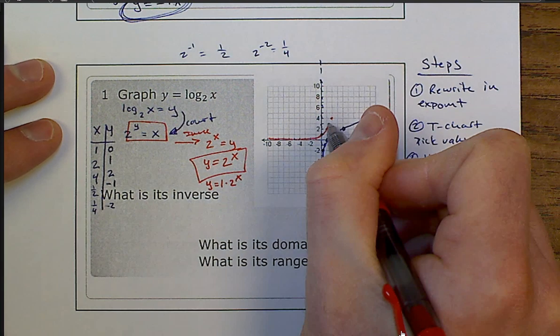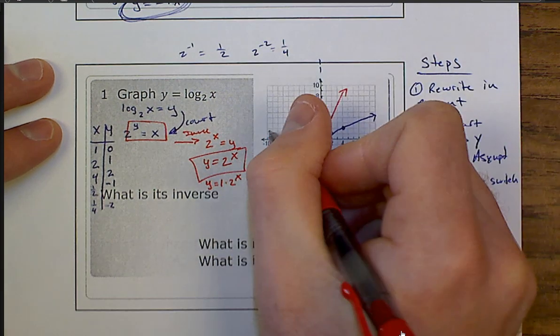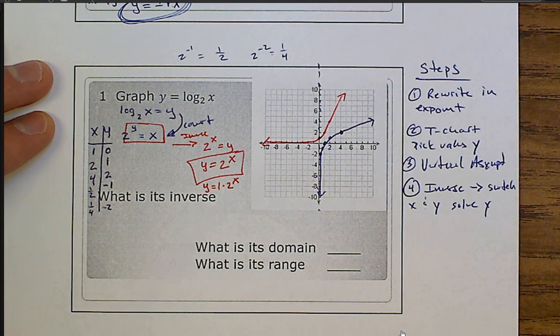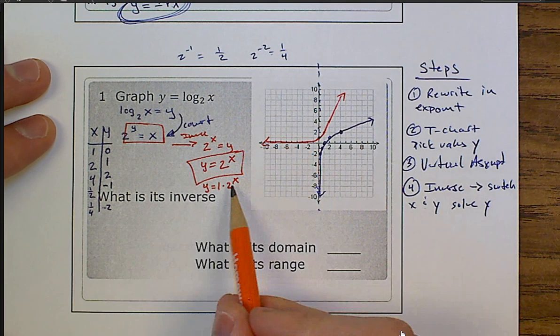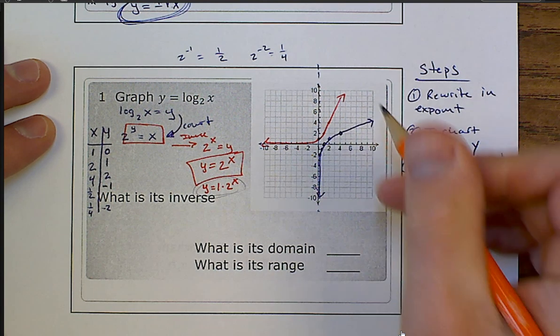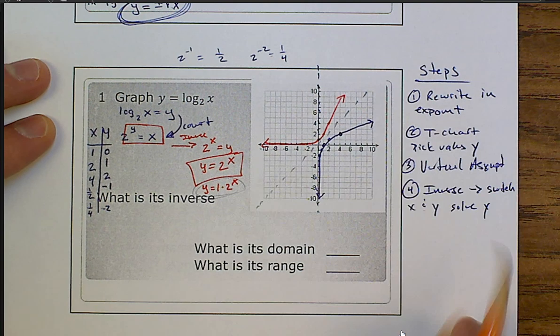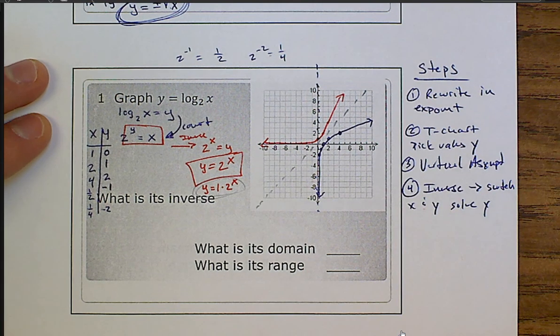That's exponential growth. We just got done doing that. And what's really cool is when you see that the original function, which was the log, and its inverse, which is really this, and you graph them, they are reflected over the line y equals x. Okay? Now, domain and range.